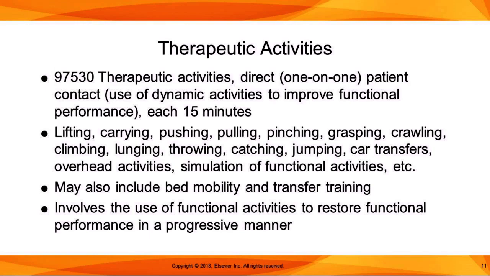It may also include bed mobility and transfer training. So anything that person needs to learn to improve their functional performance. It also involves the use of functional activities to restore functional performance in a progressive manner. In other words, say that you're practicing supine to side lying to sitting, supine to side lying to sitting. And what you're trying to do is you're trying to improve their bed mobility. You're trying to make it so they can get out of bed by themselves. So in the next visit, maybe you're working on supine to side lying to sitting, and then a sit to stand. So we're starting to transition into transfer training. That's our progressive manner. So therapeutic activities is an important CPT code that we often do in the clinic, and we need to bill it as such.